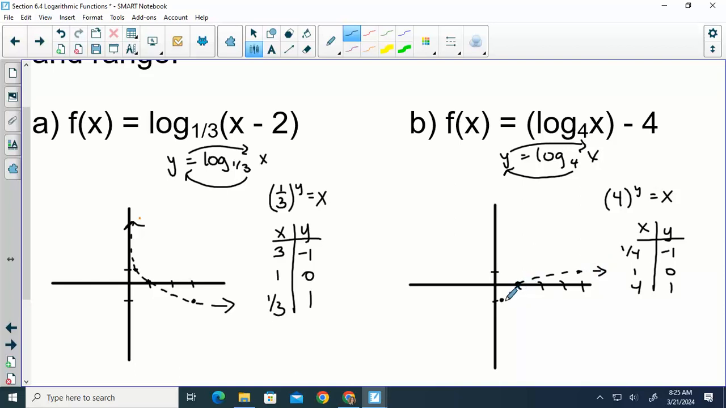Alright, so here are your two parent functions. Did we get those correct? So the log base 1/3, log base 4, change them into exponential form. What's the transformation on the first one? And if you move left or right, that moves our vertical asymptote. So now we have a vertical asymptote at positive 2. We'll move each of our points over.